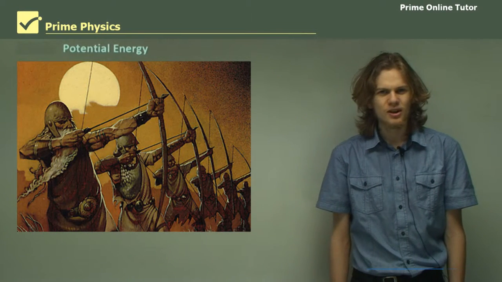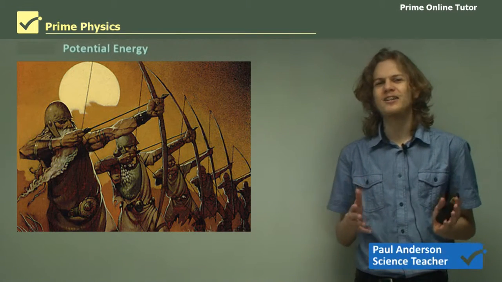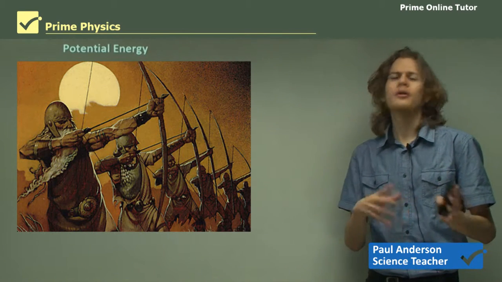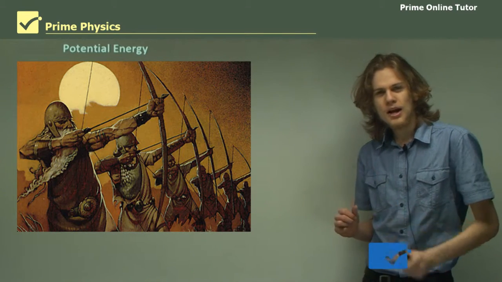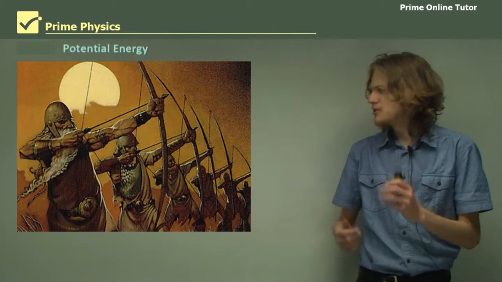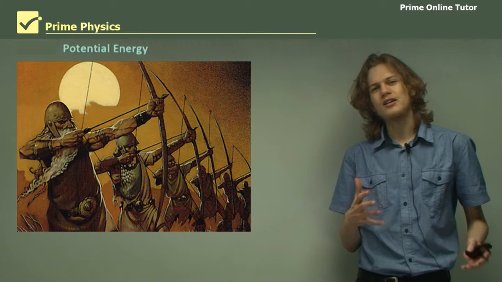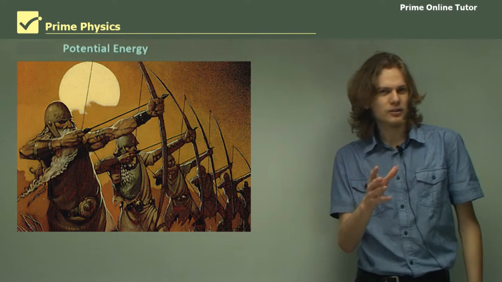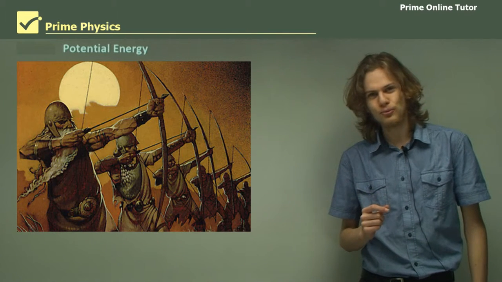Everyone. Today we're going to be learning about potential energy, which is energy that can be used to do work, but isn't doing work yet. As we'll see, it can take on a number of different forms. In this picture, for example, there's a lot of potential energy in the bows of these arches. It's not doing work yet, but it's probably just about to.